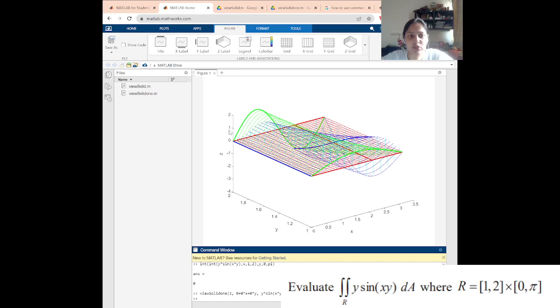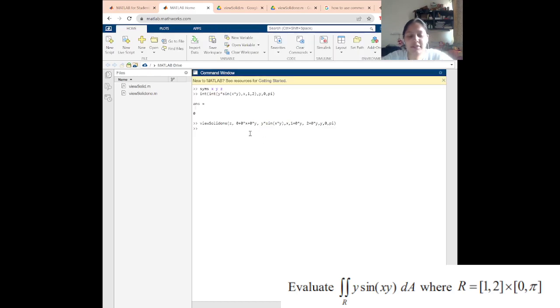Which also means that the volume above R and the volume below R are both equal. So V1 is equal to V2, but they are opposite in sign. So one is positive and one is negative. Thus they cancel each other. And coming to our next question.